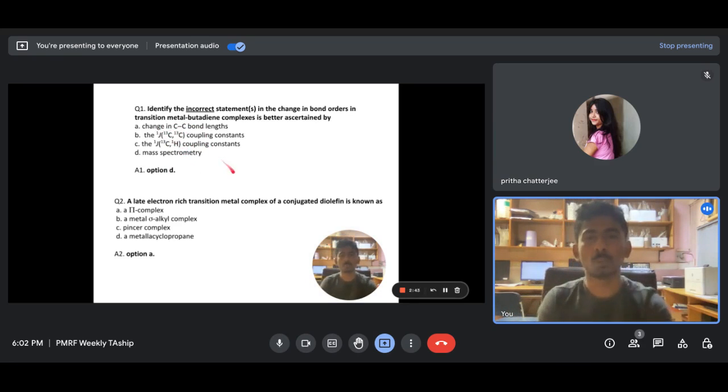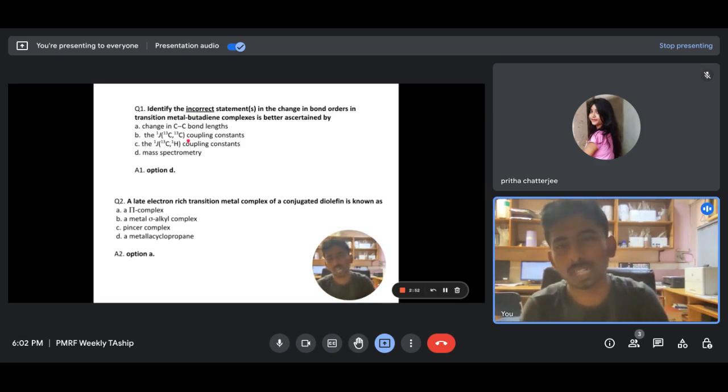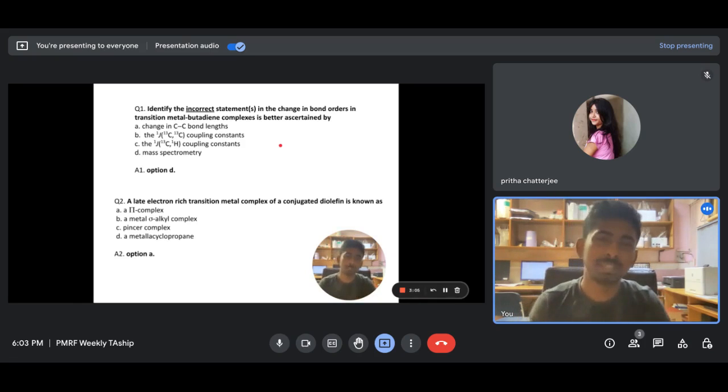Firstly, the change in the CC bond length. The two species here can be termed a transition metal complex, MLn, where L is the other ancillary ligands, and the butadiene. Butadiene is nothing but CH2=CH-CH=CH2. This is the simplest butadiene we have taken here, for example.